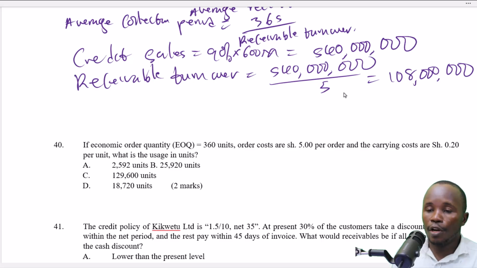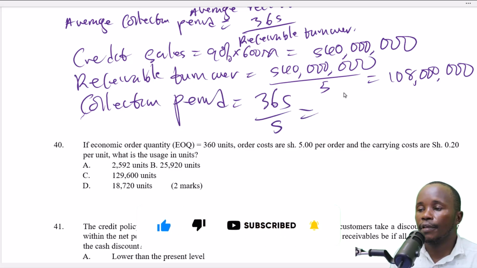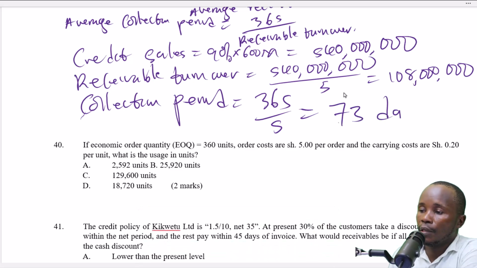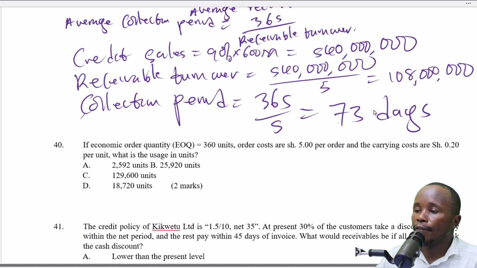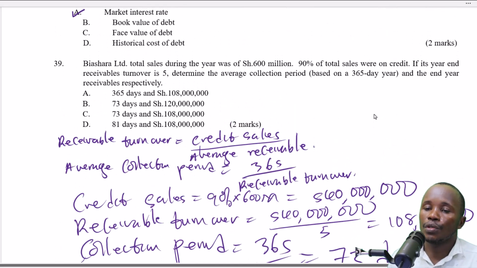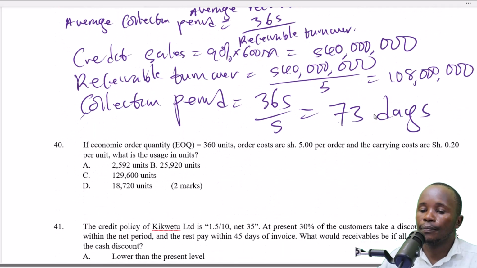If you want to know the collection period, we are going to find 365 divided by the turnover, and that gives us 73 days. 365 divided by 5 gives us 73. Therefore, your correct answer will be 73 days and 108 million from this working.